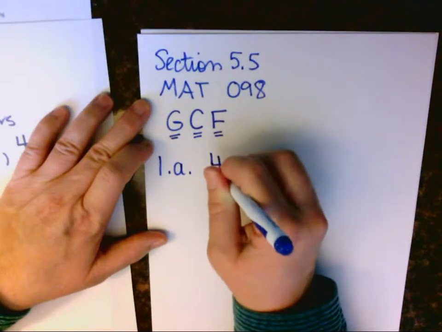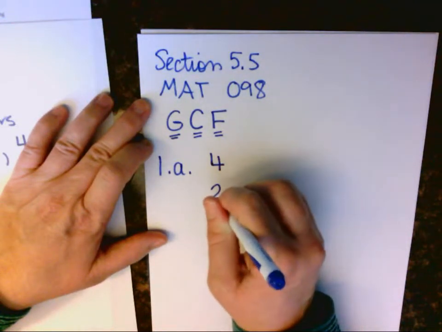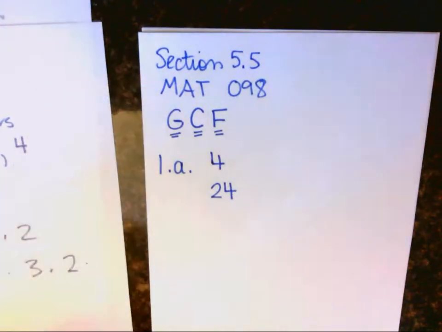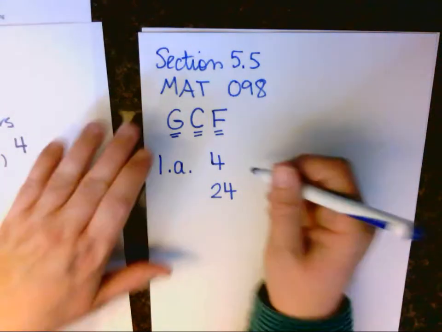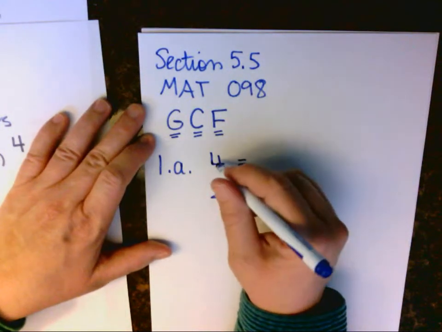Find the greatest common factor of 4 and 24. In other words, what's the biggest number that will divide them evenly? It has to divide both of them. Usually you can look at this and you can say 4 divides 4 and 4 divides 24, so 4 is the greatest common factor. If you don't notice that, you may want to factor this.